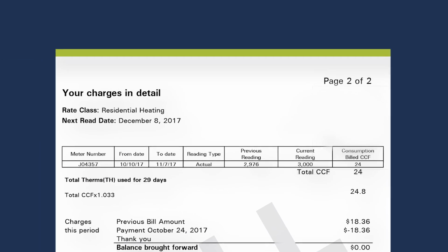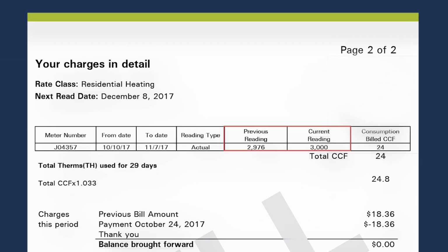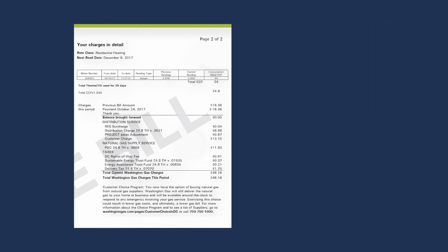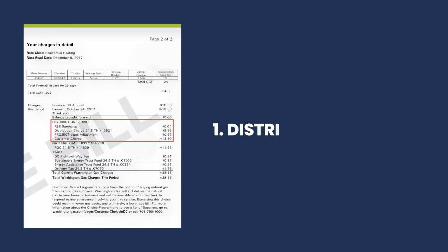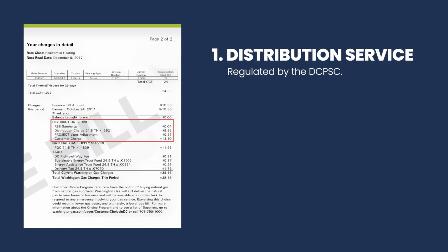Your bill is calculated by subtracting your previous usage reading from the current one. This is measured in therms. Your total gas charges are broken down into 3 key components. First, distribution service, the cost of delivering gas to your home and business plus your usage.